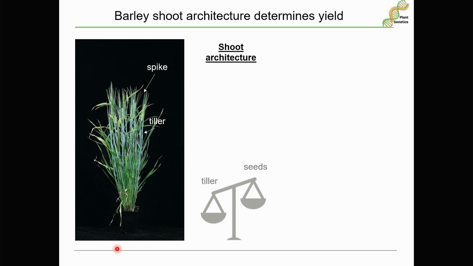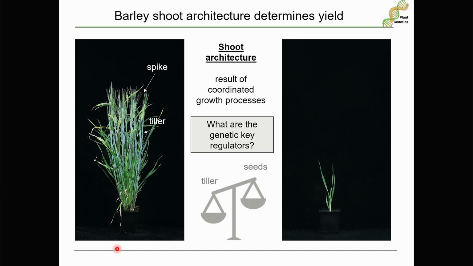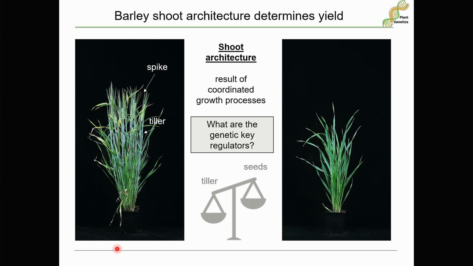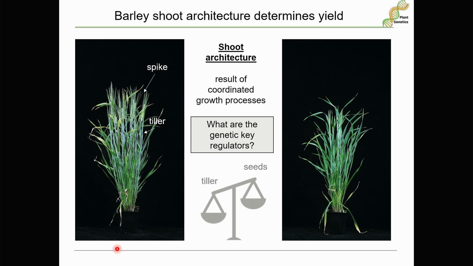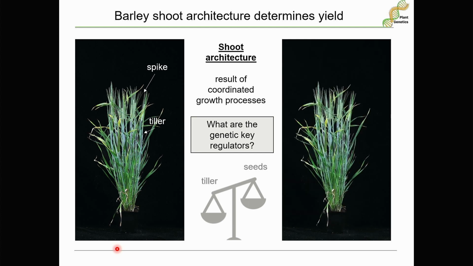Now the question is, can we use these genes to kind of break these negative correlations and try to improve yield with these? To do this, we first of all have to understand how the barley shoot architecture is set up. And for this, we need to know how the growth is regulated, because shoot architecture is a coordinated result of growth processes. And we also don't really know the key genetic regulators of shoot architecture development, and this is what I'm really interested in.